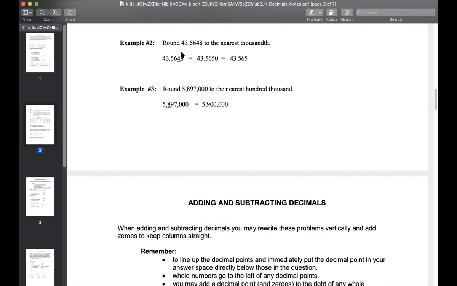So we're going to round 43 and 5,648 ten-thousandths to the nearest thousandth. What number is in the thousandths place? The 5. No, the 4 is in the thousandths place. That's why it's underlined, because the 4 is in the thousandths place. And the number after the 4 is an 8. So what's going to happen to that 4? It's going to become a 5. Okay, and that's how I rounded that number off.